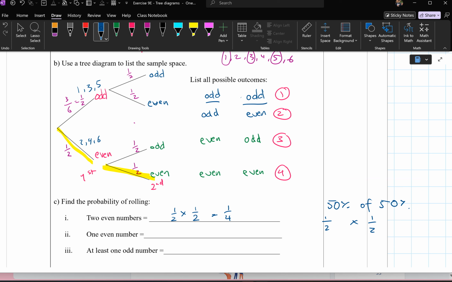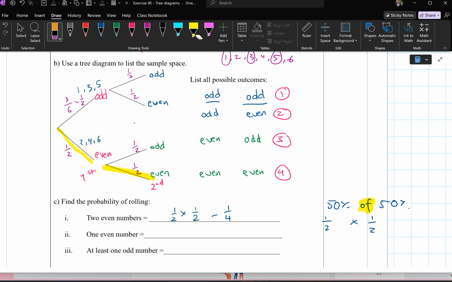Don't write the percentages, leave them as fractions. Don't change to decimals as well. So when you say 50% of 50%, remember the word of is times. Every time you say of, half of 10, you're actually doing times. So 50% of 50% just means half times half. That's why I got a quarter.